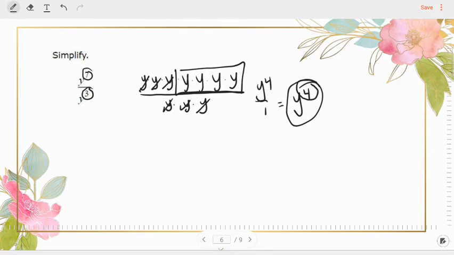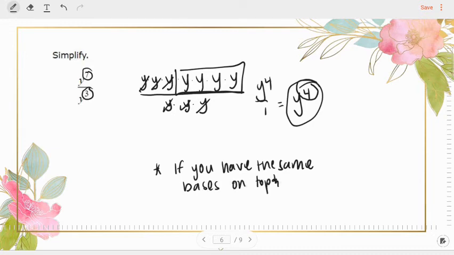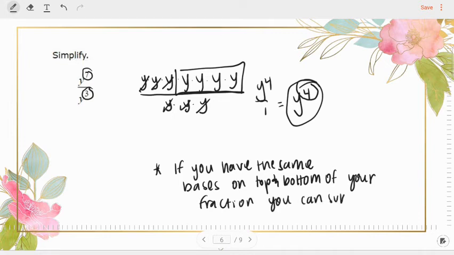So my exponent rule states: if you have the same bases on top and bottom of your fraction, you can subtract to find the remaining amount.